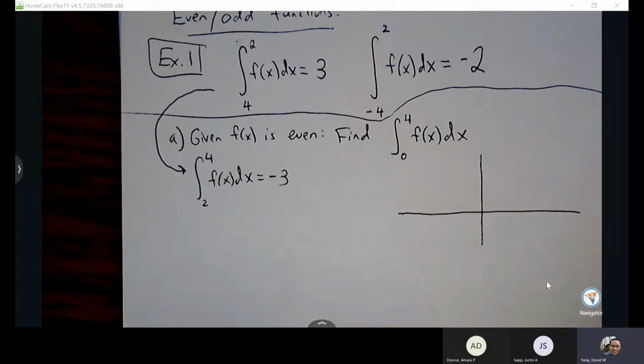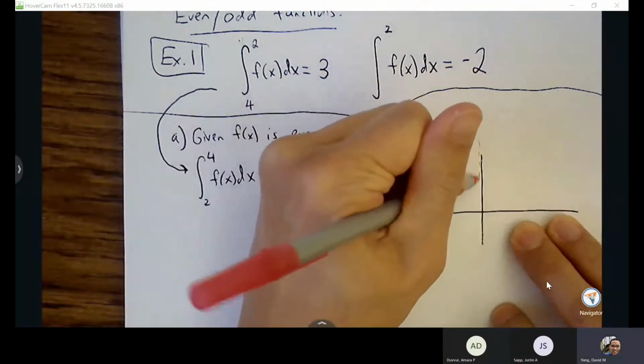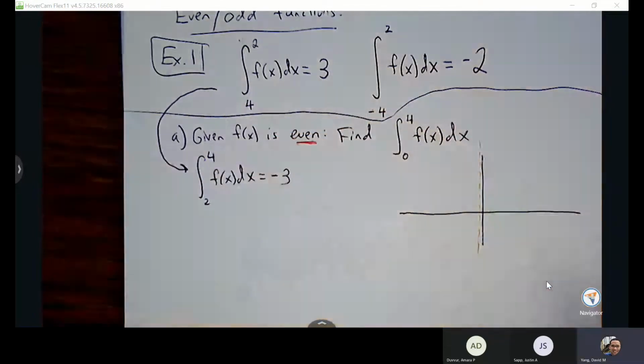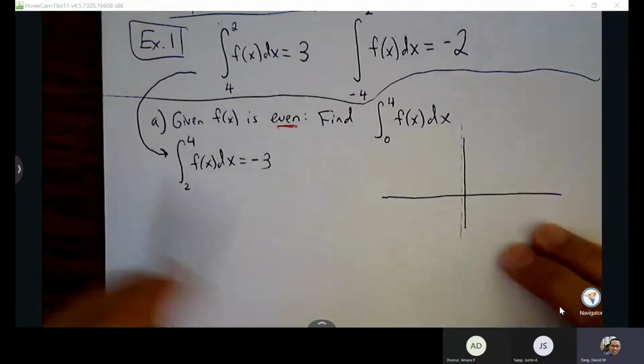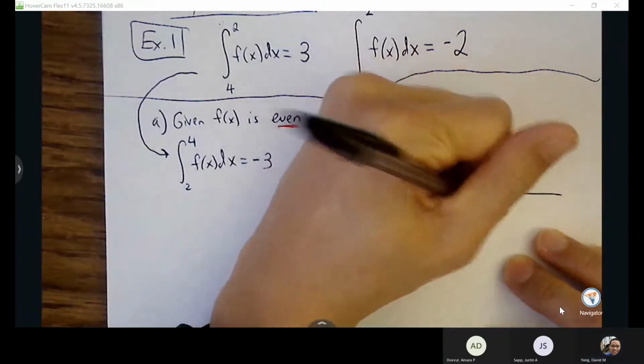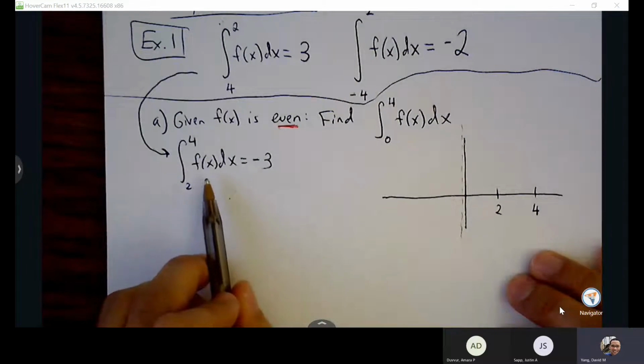We know that this is an even function. So our graph is going to be reflected over the y-axis. We're expecting a mirror image. Okay, so from 2 to 4, we want the graph to show -3.